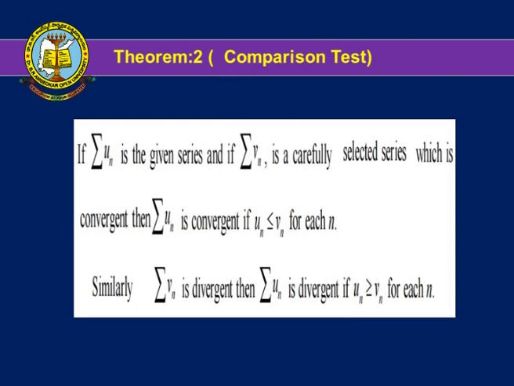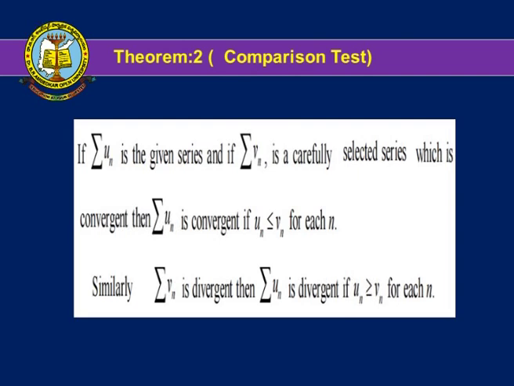Now, the comparison test. If sigma u n is a given series, we convert it into the form u n less than or equal to v n, where sigma v n is another series. Comparing the terms, v n is the bigger one. If u n is less than or equal to v n, and based on v n being convergent, then u n is also convergent. That is the decision we can take. So if sigma u n is a given series and sigma v n is another series we can generate from it which is convergent, then sigma u n is convergent if u n is less than or equal to v n.